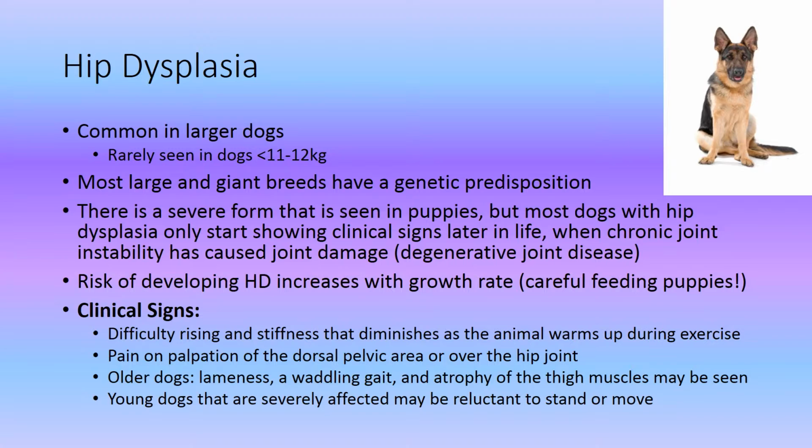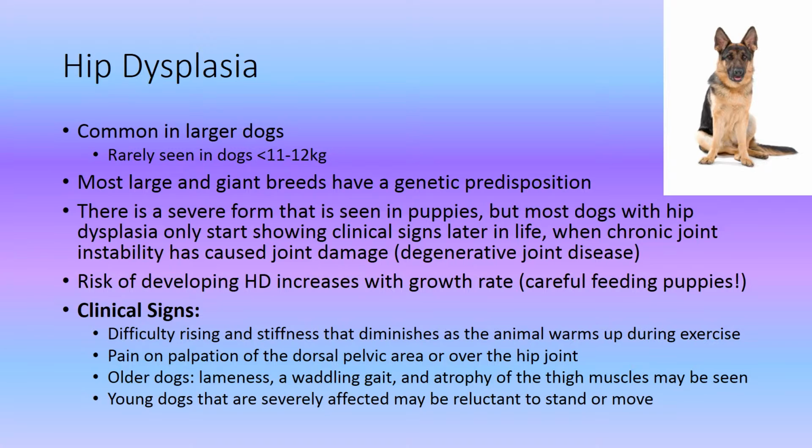Hip dysplasia, very common in large dogs, rarely seen in dogs that are under 12 kg. Most large and giant breeds have a genetic predisposition to hip dysplasia. There is a severe form that is seen in puppies, but most dogs with hip dysplasia only start showing clinical signs later in life, when chronic joint instability has caused joint damage, like degenerative joint disease. Then you'll start seeing the hip dysplasia. Risk of developing hip dysplasia increases with growth rate, so be careful when feeding puppies.